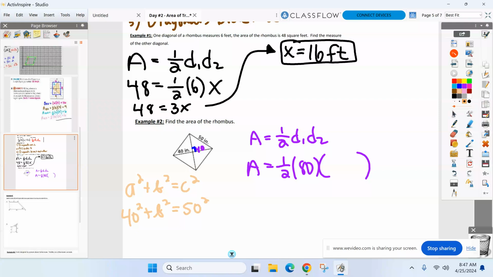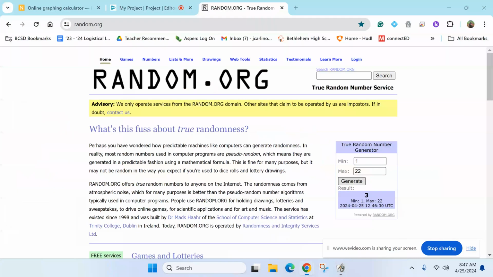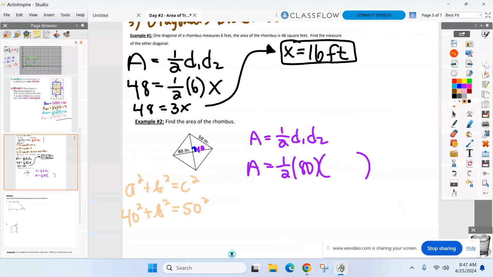When you have it, what's the other side of the right triangle there? When you solve for Pythagoras, Shara, when you have it, what's the other side? 30. I said don't fall in the trap. 30 doesn't go in the formula, does it? Got to double it. Diagonals bisect each other, so we should have 60 in there.